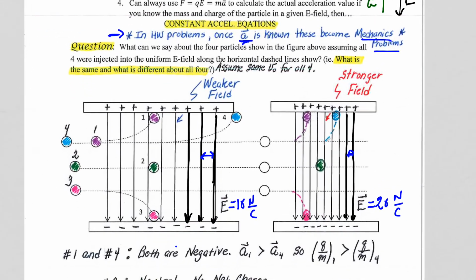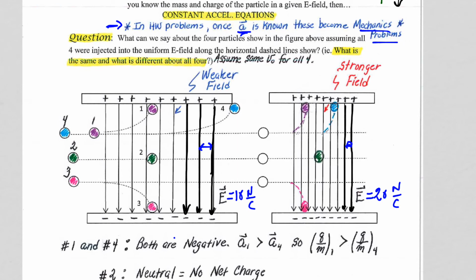The last thing I have here is a conceptual question to, I hope, give you a better, more visual feel for how the particles are pushed or pulled in these electric fields. So here it says, what can we say about the 4 particles shown in the figure above? Above is actually below, so let's cross that out. Assuming all 4 were injected into the uniform electric field horizontally along the dashed lines shown, and for this discussion we are going to assume that all 4 have the same initial velocity horizontally. Well, what can we say?